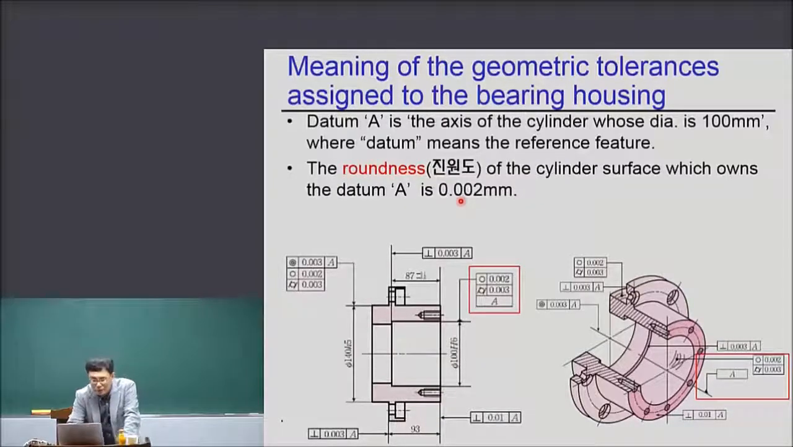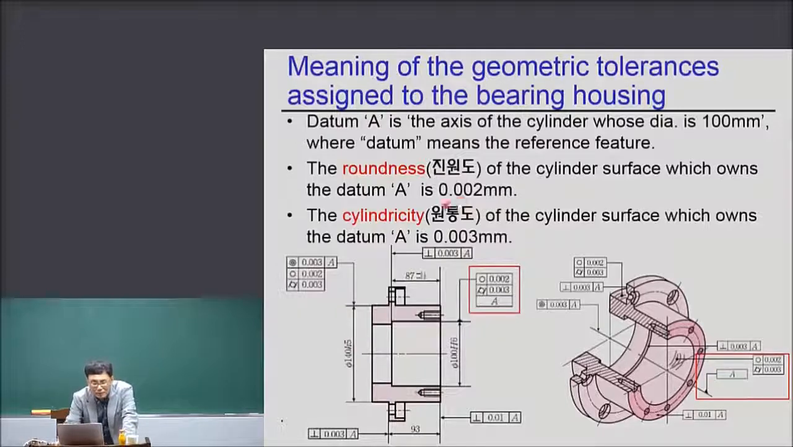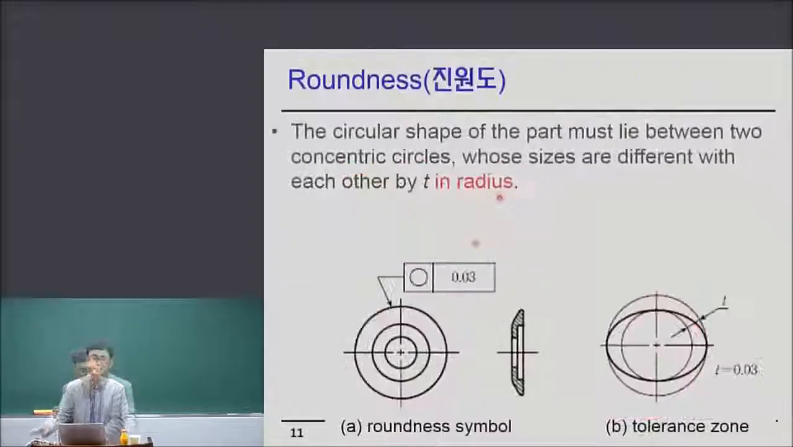Anyway, okay. And the cylindricity of the cylinder: this symbol uses two small parallel lines on the small circle. This symbol is the cylindricity of the cylinder surface, which owns the datum A, is 3 micron. 3 micron, very tight cylindricity.